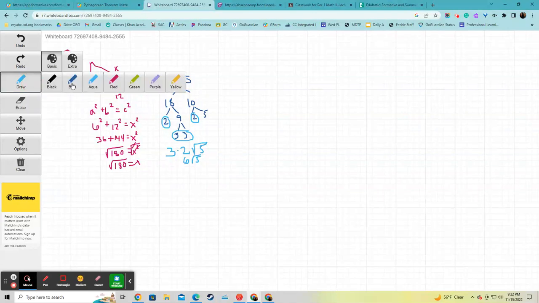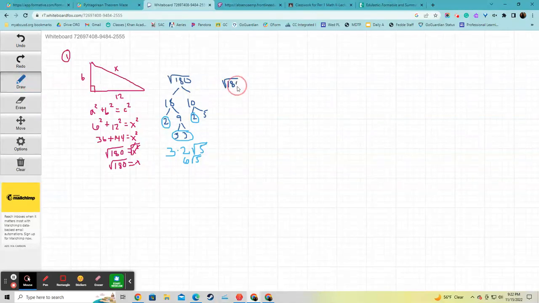The other way you could have done it is to look for the biggest perfect square that goes into 180. The biggest perfect square that goes in here would be 36. Remember, 36 is one of those perfect numbers, right? You'd go through your yellow numbers and look for the biggest one that divides it. That'd be 36 times 5, which is the same thing as 180.